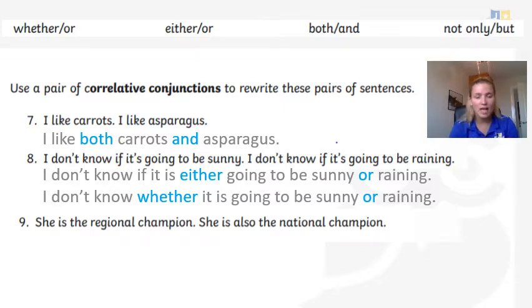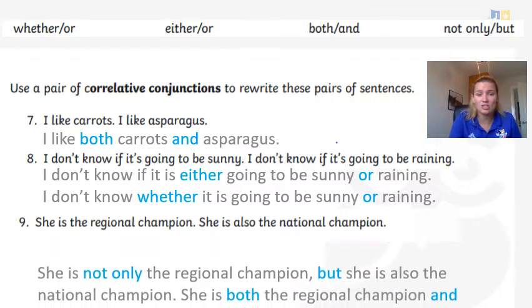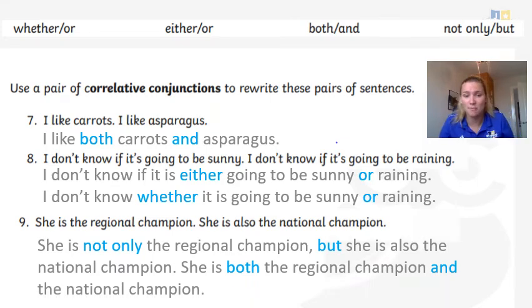And finally, she is the regional champion. She's also the national champion. So it's saying that she's two things. So there's actually two ways that we could say it. We could either say that she is not only the regional champion, but she's also the national champion. And alternatively, you could have said she is both the regional champion and the national champion. So you could have said that as well.